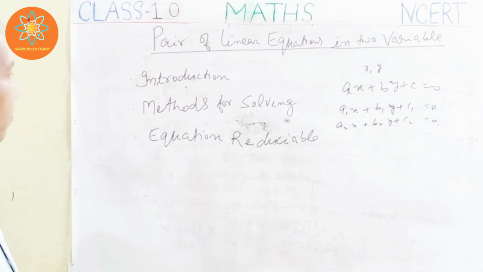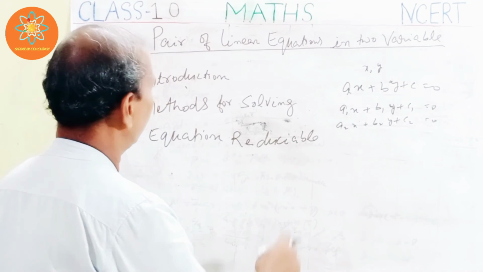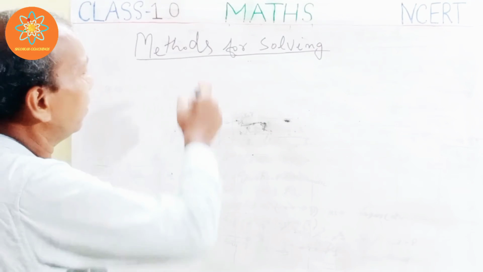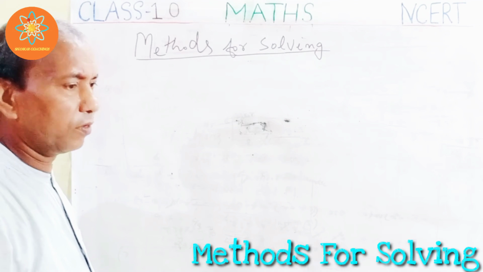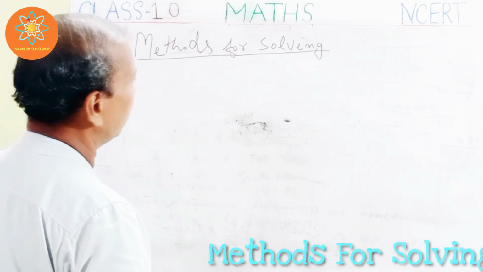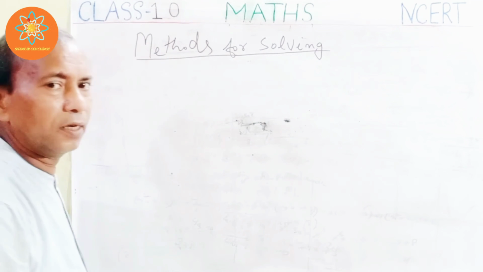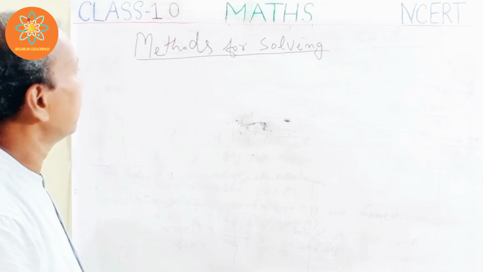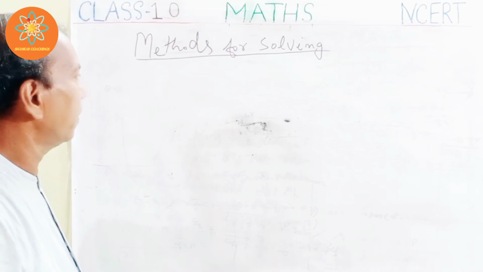So whenever we take any incident or any question, two variables will be there. So this is the introduction part. We'll see the methods for solving this linear pair of equations. As I already told you, two variables are there, and since two variables are there, that indicates that two linear equations must be there.